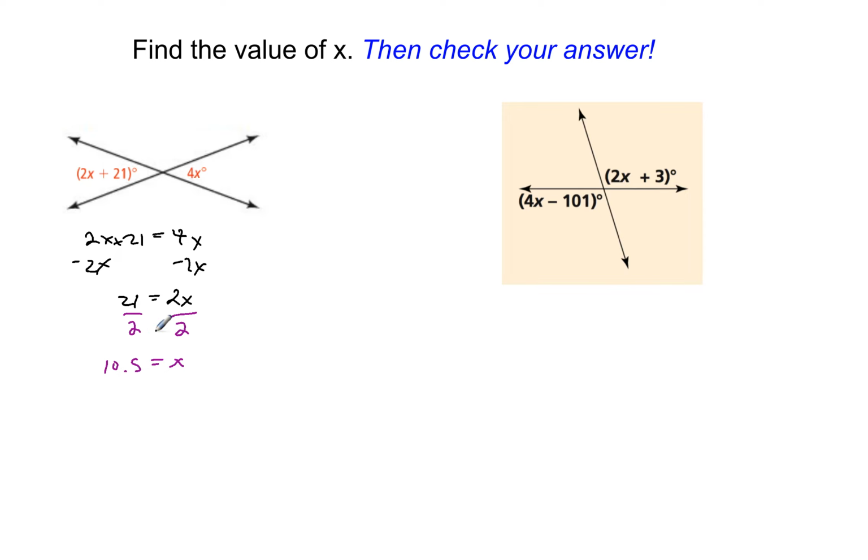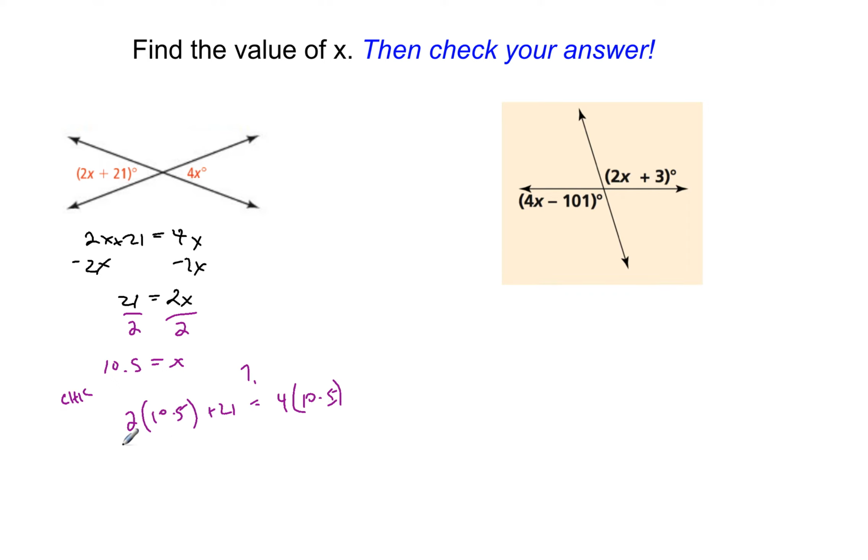Now remember, we still have to check our answer by finding the actual values of these angles. When we plug x back into each of these two expressions, the two vertical angles should be equal if we did our math correctly. So we are going to check, because that's what they ask us to do. Is 2 times 10.5 plus 21 equal to 4 times 10.5? We will see.